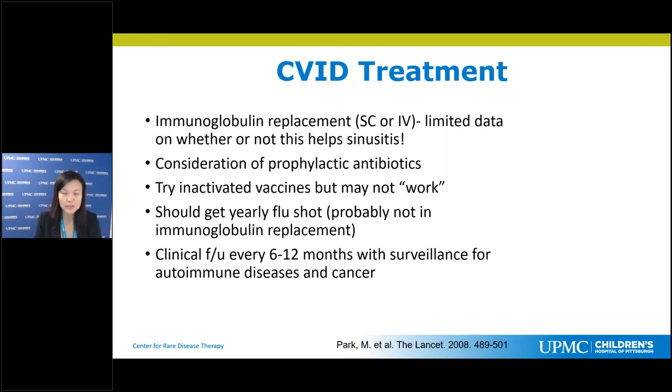So one way is the consideration of prophylactic antibiotics. We also do suggest to try inactivated vaccines, and we're talking about the flu vaccine mostly, because IVIG should have a lot of protection against things that we in general are vaccinated against, but flu is not something that we would typically expect to get really good benefit from IVIG. So we give it, but it's unclear if that has significant benefit. But there doesn't seem to be harm in giving that.